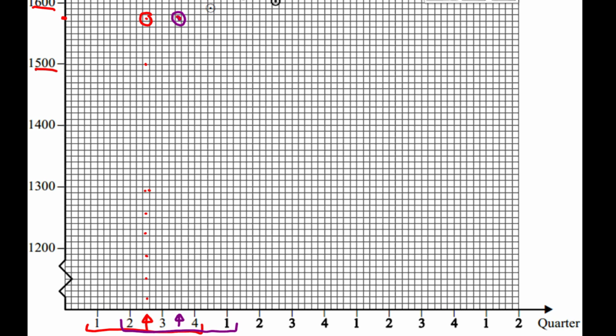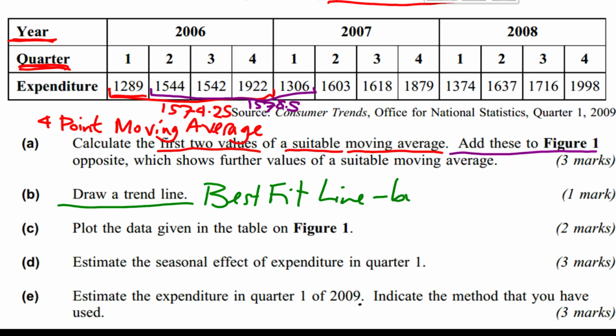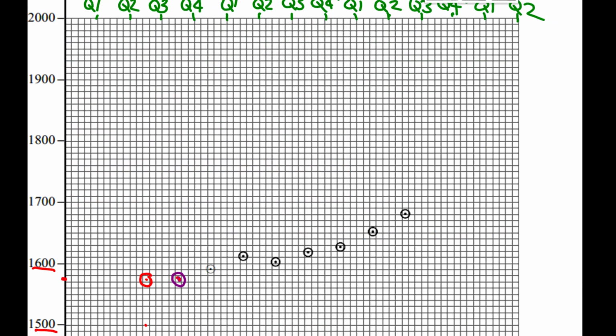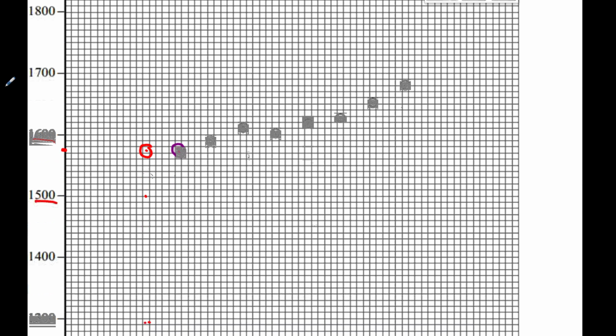Okay, what's it asking us to do in part B? It's saying draw a trend line. We don't have to do a full regression or anything like that. We just have to draw our best fit line. At this point we just have to draw one on. I'm not doing a regression. So I need to pick a line which is the best fit through those points.